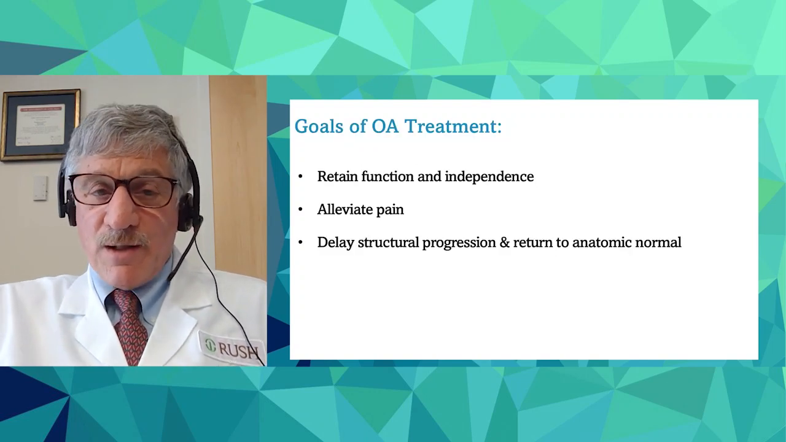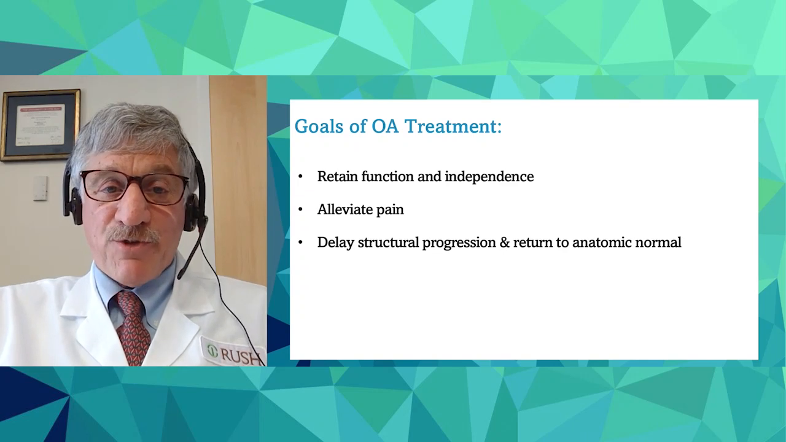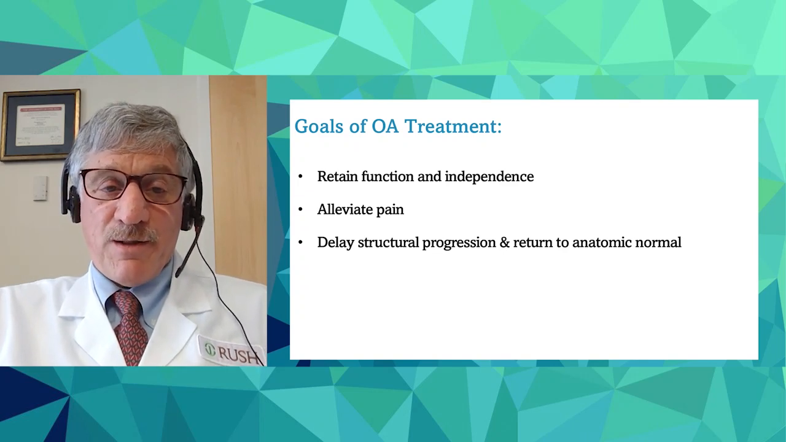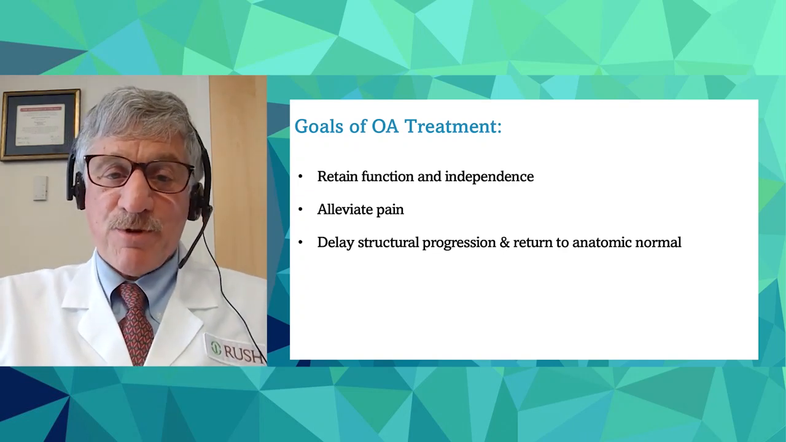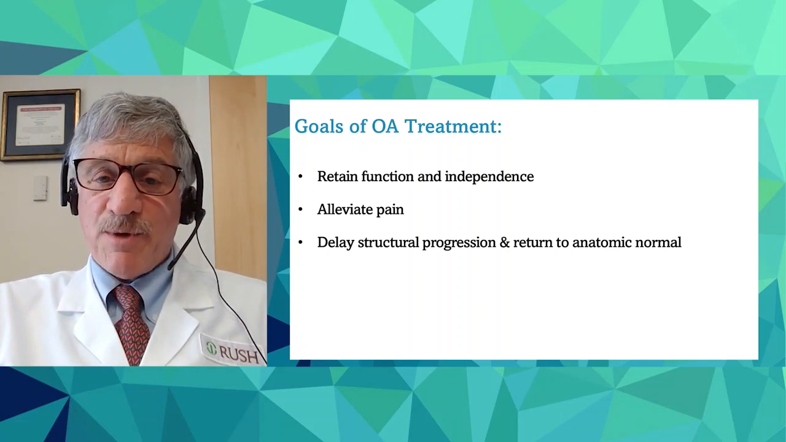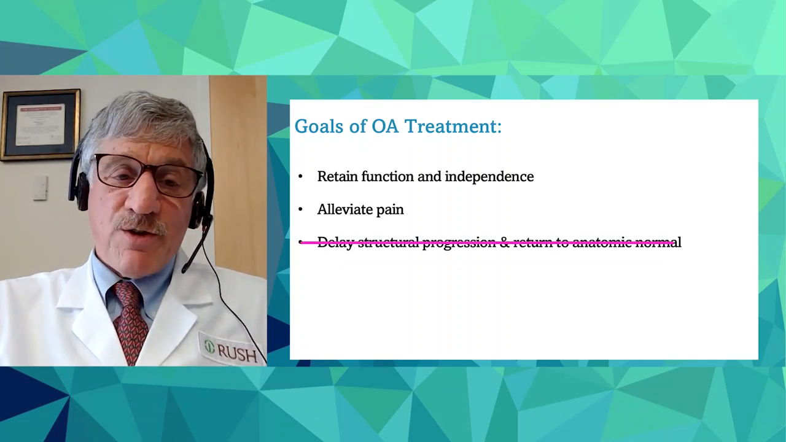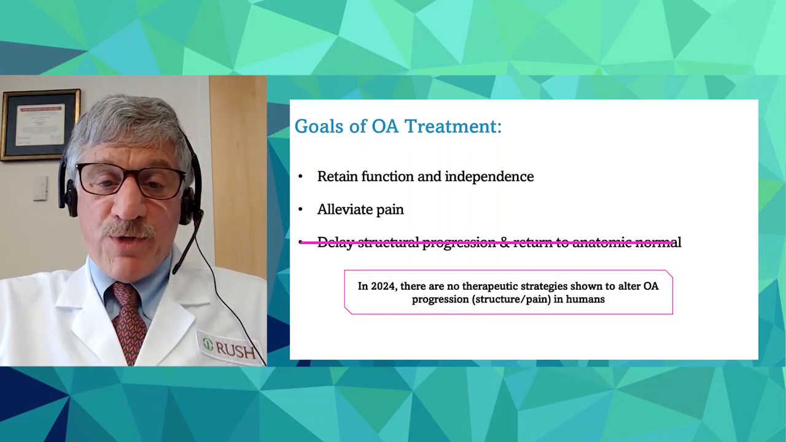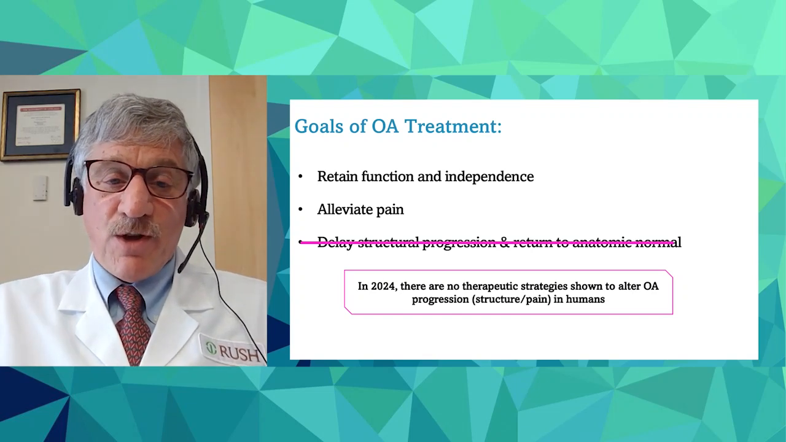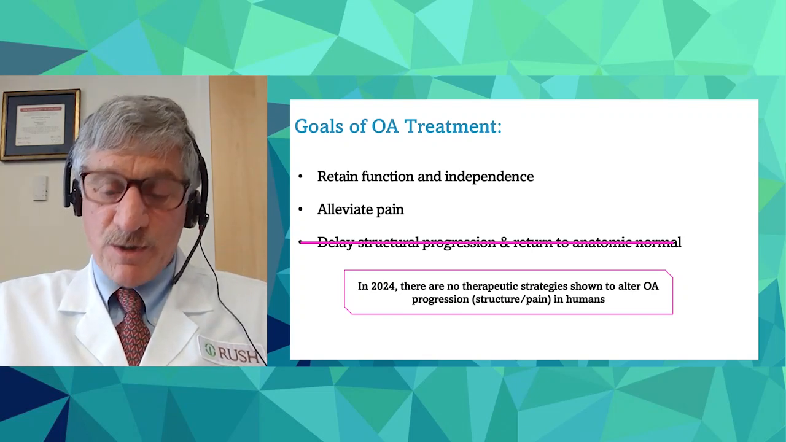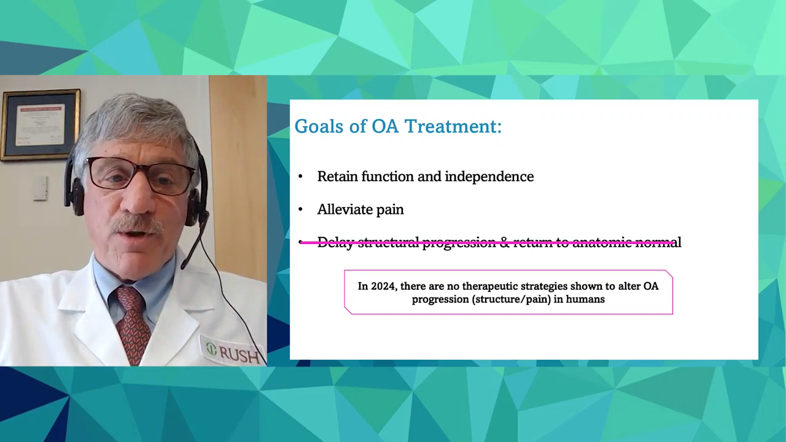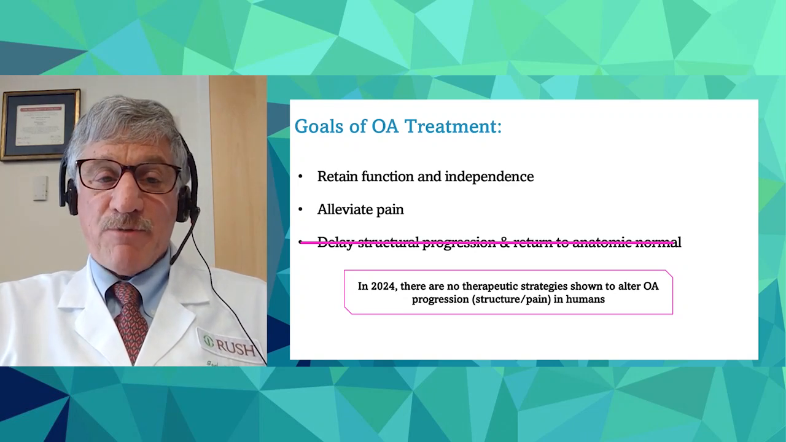Well, as with all arthritides, we try to retain function and independence in the community, alleviate pain, and delay structural progression and return to anatomic normal. Unfortunately, in 2024, there are absolutely no therapeutic strategies that have been shown to alter OA progression in humans, and therefore our therapeutic goals are to alleviate pain and retain function.